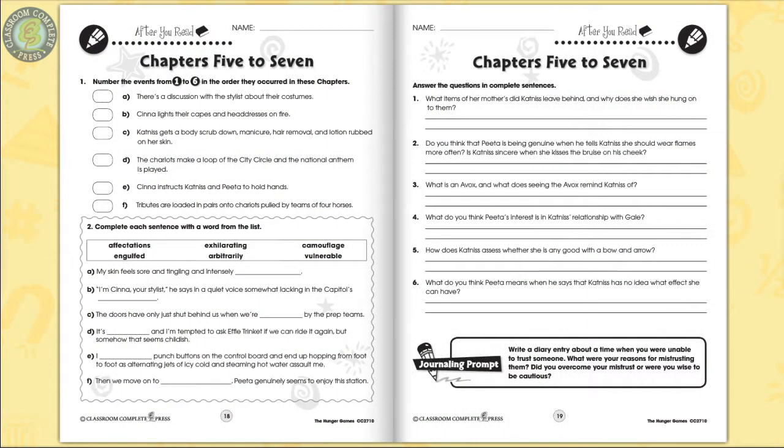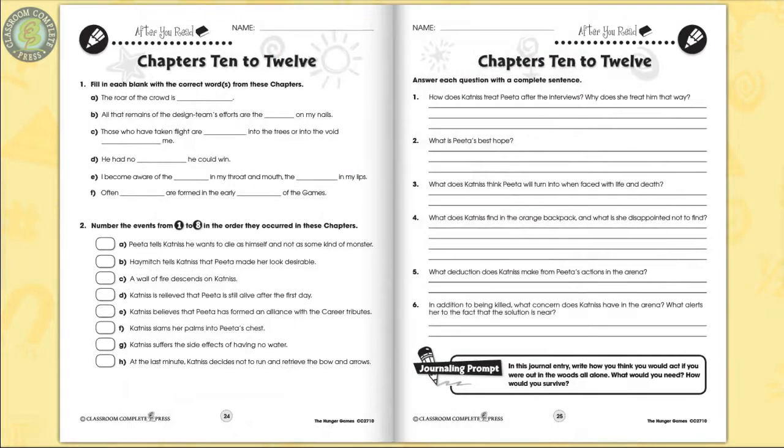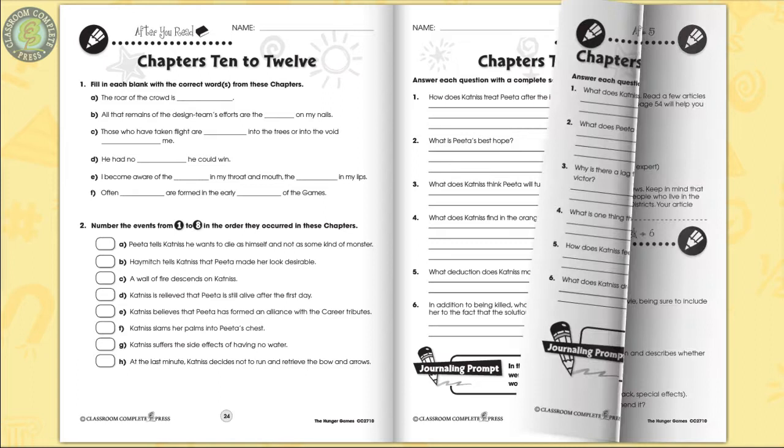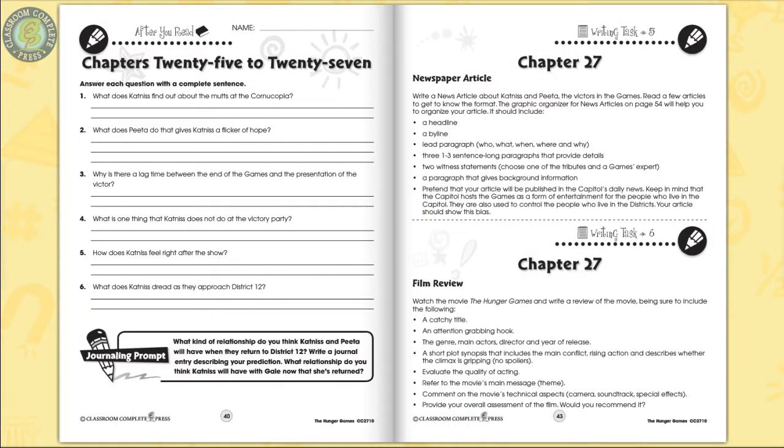Put the events from the story in the order that they happened when Katniss and Peeta are introduced to the Capitol. Describe how Katniss treats Peeta after the interview and explain her motivations behind it. Predict the relationships Katniss will have with Peeta and Gale after she returns to District 12. 6 additional writing tasks follow.